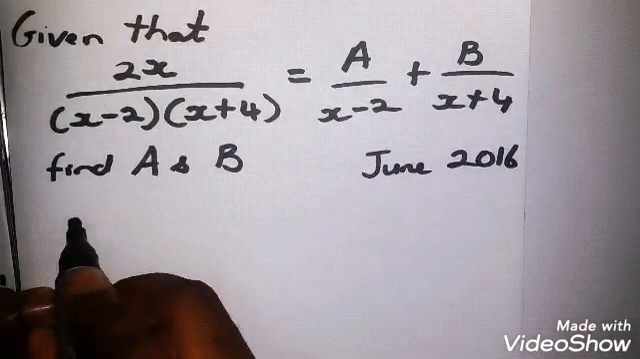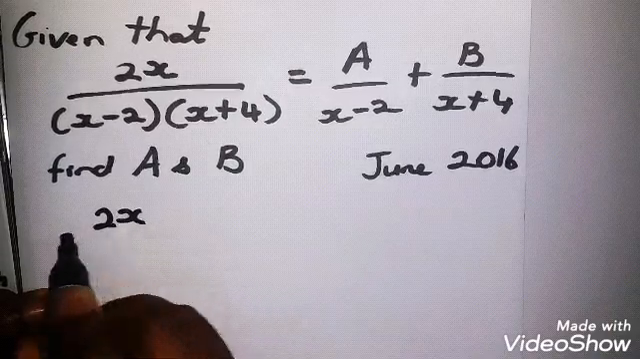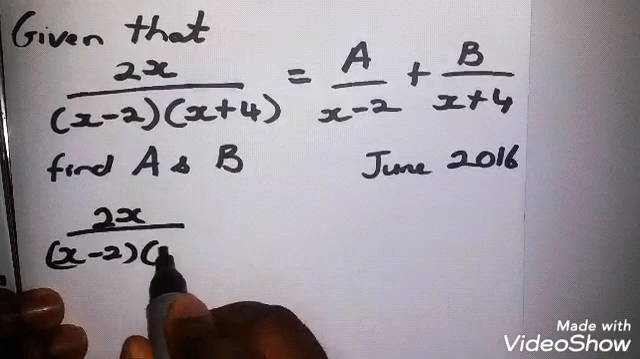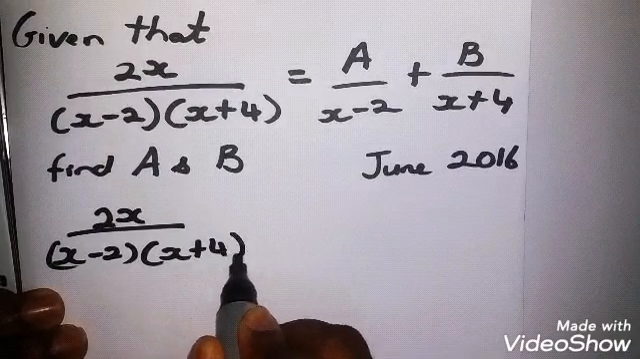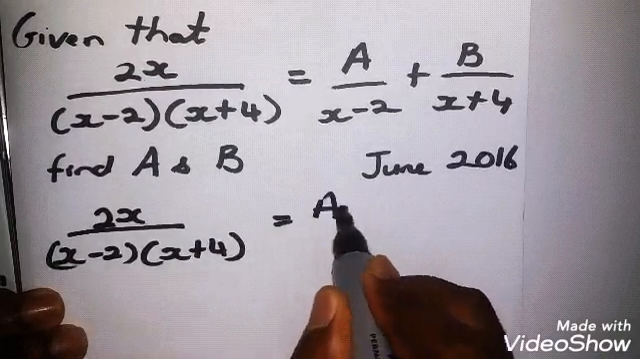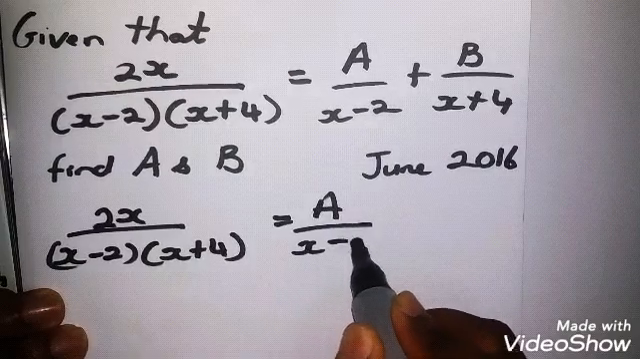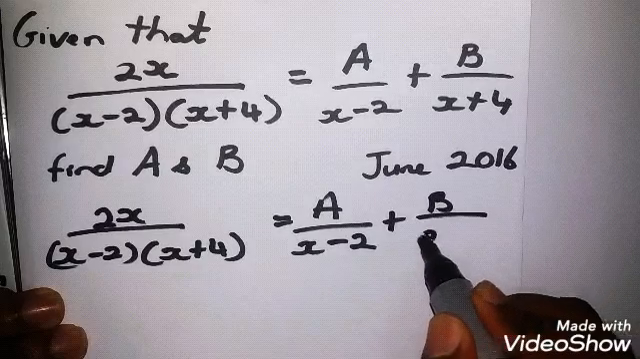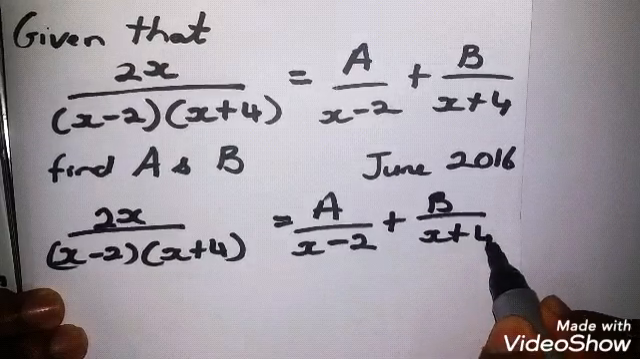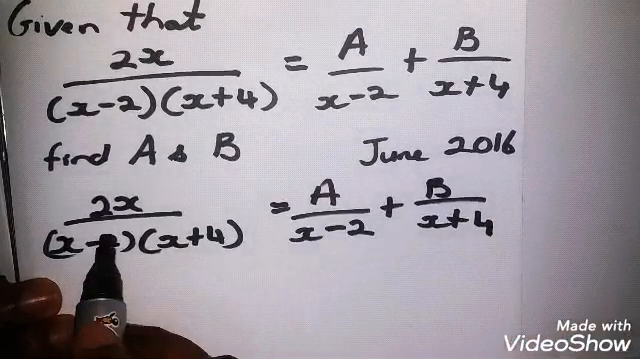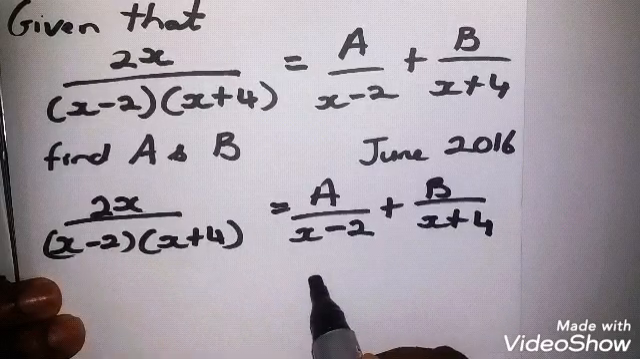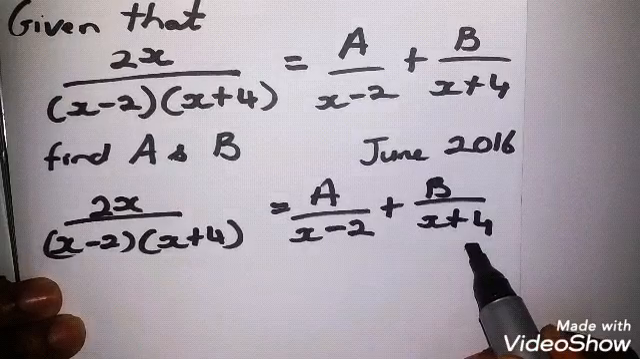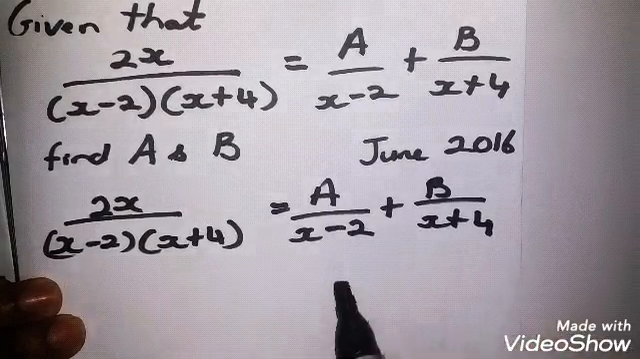We'll write our equation. We have 2x on (x minus 2)(x plus 4) equals A into x minus 2 plus B to x plus 4. Now, earlier on we saw how to add fractions, so we'll apply the same thing.